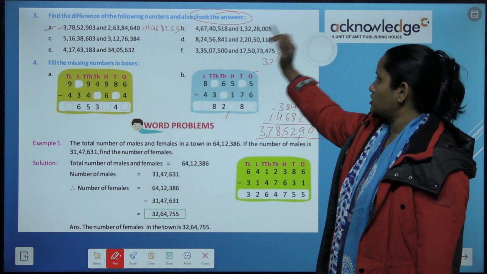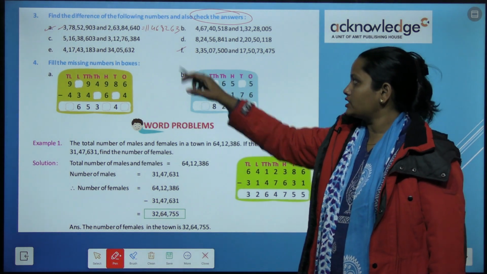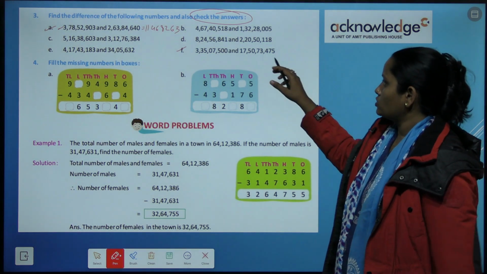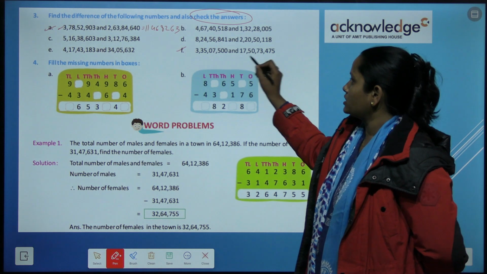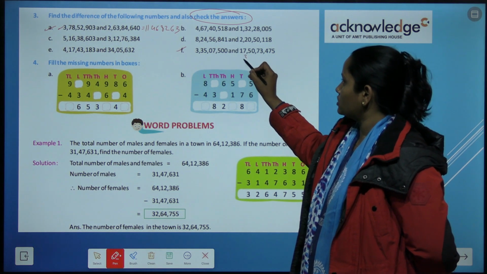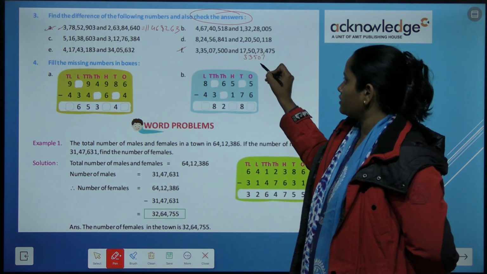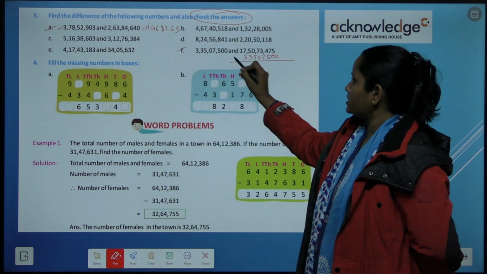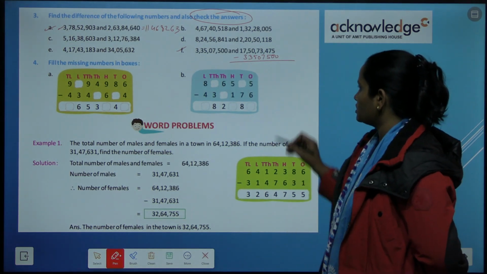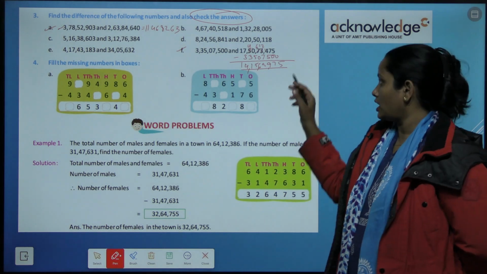Now similarly, let's do this F part here. Let's do this one. So here the numbers are already written. Now इसके नीचे ही लिख लेते हैं. So it's 3 35 07 500. So now let's subtract these two numbers. So it will be 75. So children, this is the answer that we get.